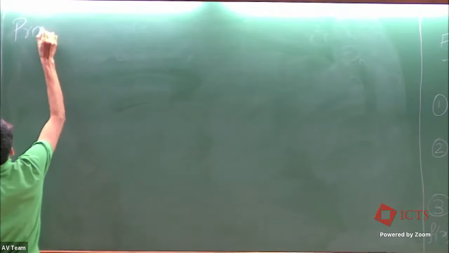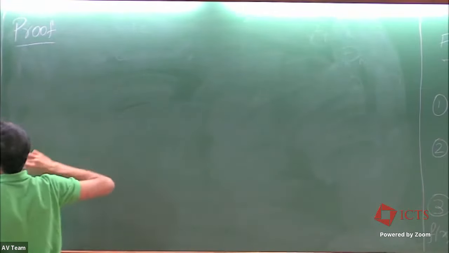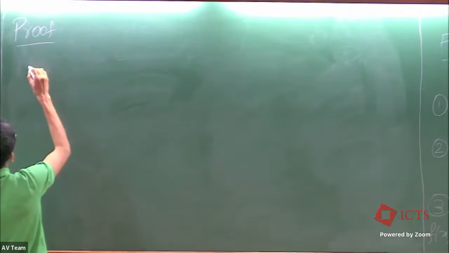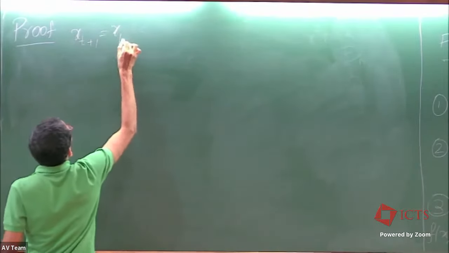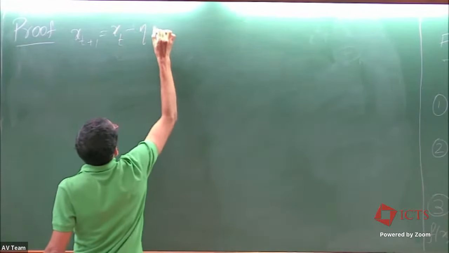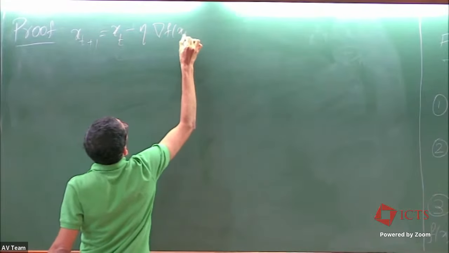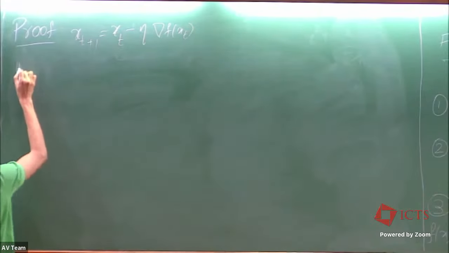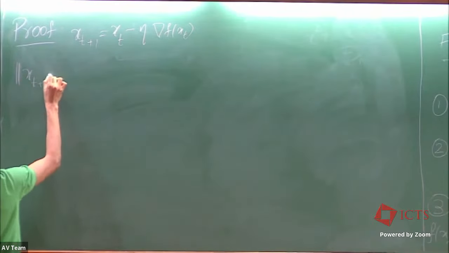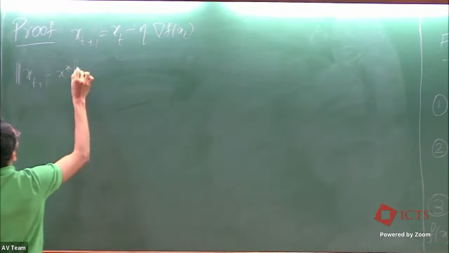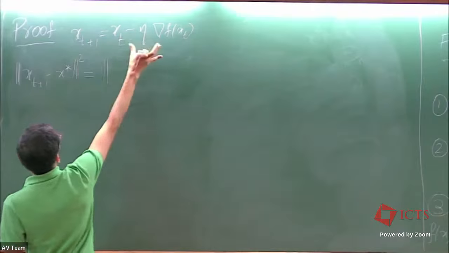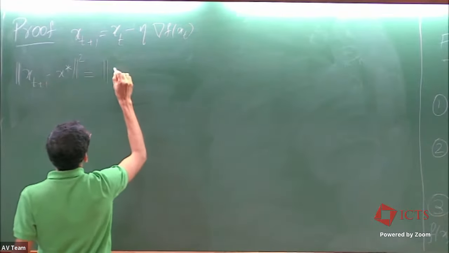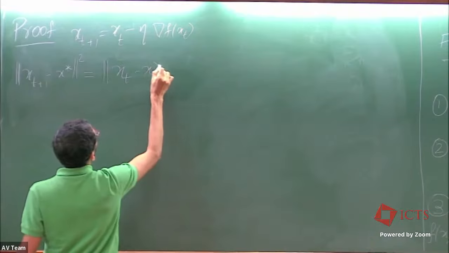Okay, so let's look at the proof. The proof is again quite simple. We know that xt plus 1 is xt minus eta times grad f of xt, right? So if we look at the distance to the optimum, xt plus 1 minus x star, the square of this, we can plug in this quantity for xt plus 1 and then expand the square. So we get something like this.